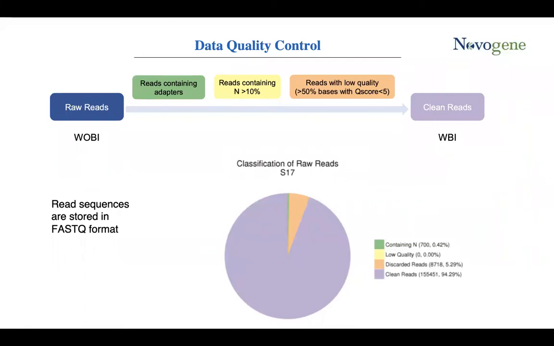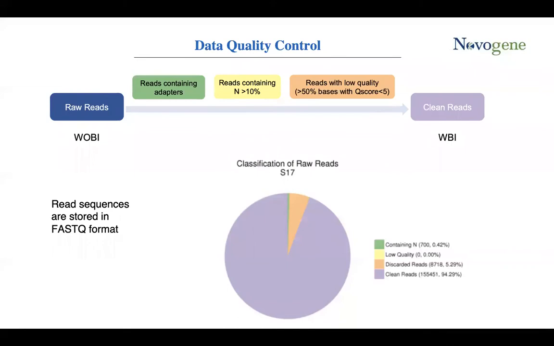So for data quality control, one of the important steps is reads filtering. And what we do is that we will filter out three kinds of reads. The first one is that the reads contain a whole or part of the adapters. And the second is a read that contains more than 10% of bases that are uncertain after sequencing. And the third one is the read that has more than 50% of bases with phred quality score less than 5. So after these filtrations, we will get clean reads for subsequent analysis.